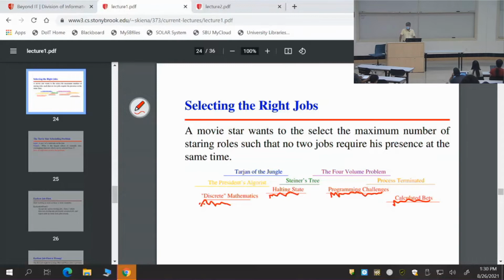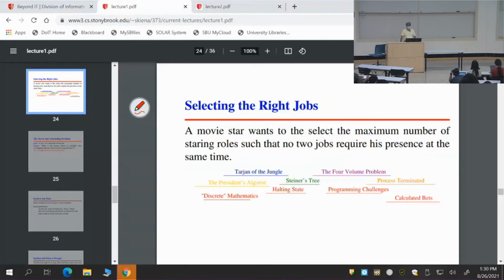Okay? Is there any other way they could have done four jobs? Yeah? Steiner's tree, okay? So they could have done Steiner's tree instead of halting state. But the claim is, and I think I believe it, that there's no way they can do more than four of these films. Does everybody agree? Okay, now my question for you is, you guys are algorithm designers, what algorithm should the agent use in order to maximize the number of films that their star can get paid for?